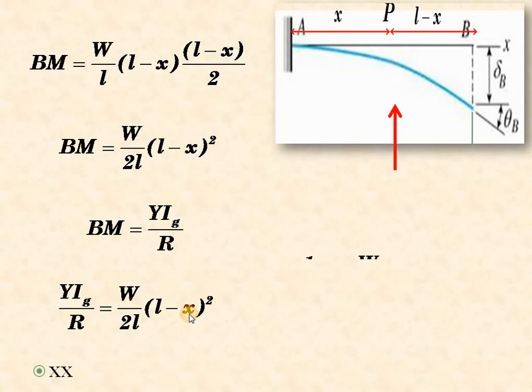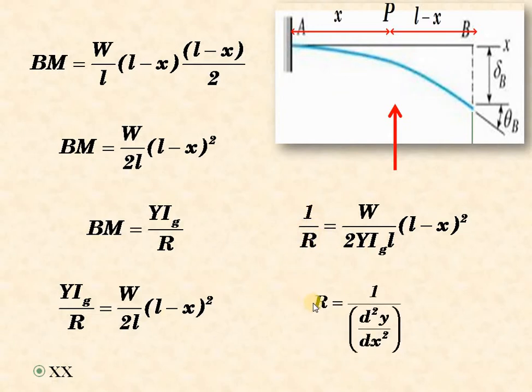This can be done, and we can rearrange the terms and write it for 1 by R. 1 by R equals W by 2 Y I_g L into (L minus X). And this is the inverse of radius of curvature, and we know curvature, 1 upon radius of curvature, is nothing but d square y by dx square. We have discussed it, we have proved it.